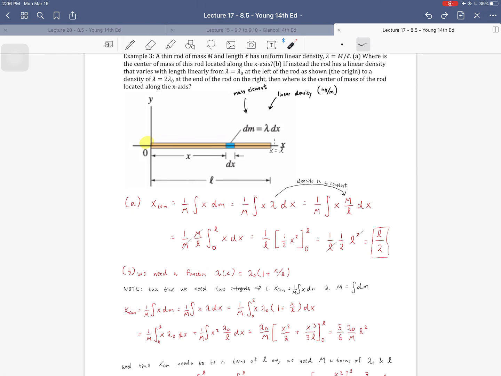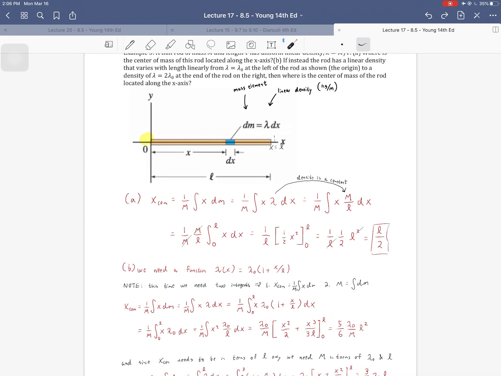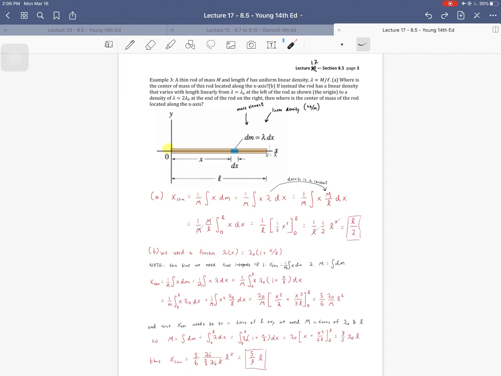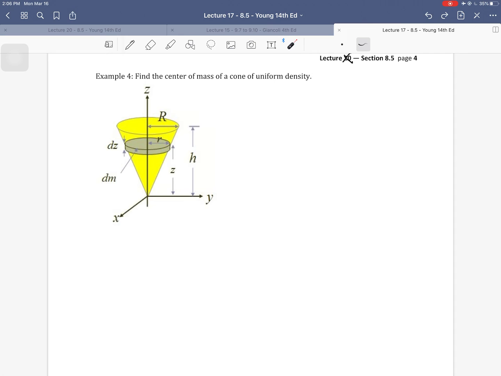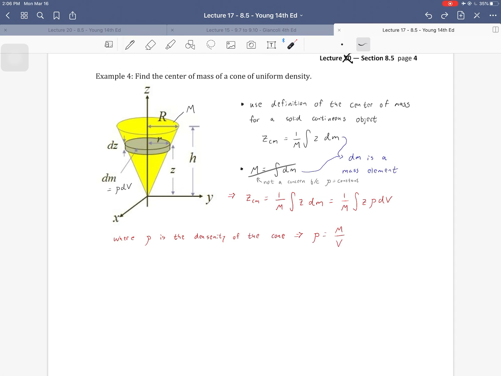So it's one you need to be paying attention to and getting some practice with, and please ask me if you have any questions. Okay, so I just want to quickly show one last example. This is a cone. Here we're going to do kind of the same sort of setup. We have dm, which we're going to define here in terms of density and volume. So here we're actually using volumetric density instead of linear density. We're going to use the definition of the center of mass for a solid continuous object.